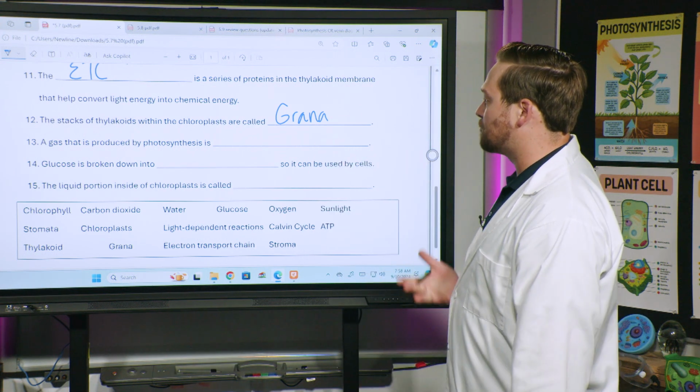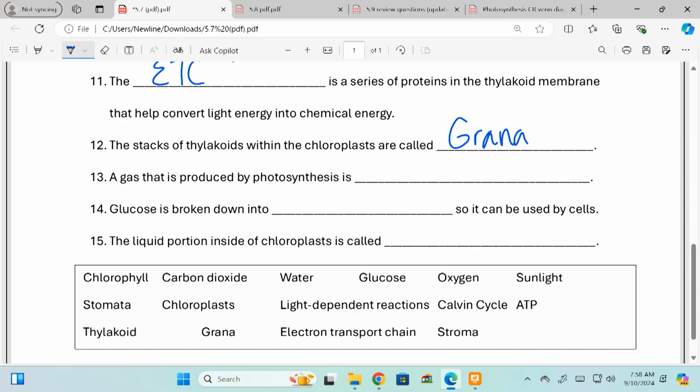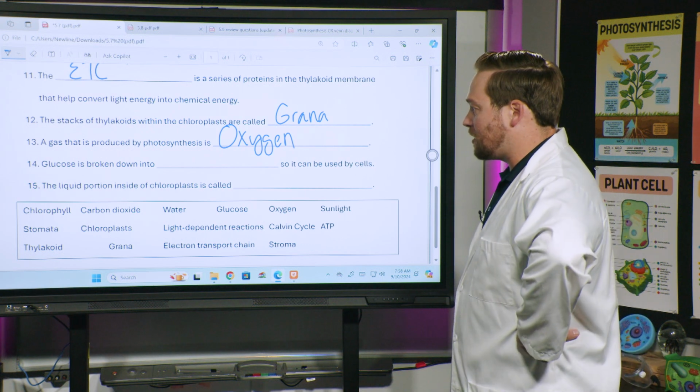A gas that is produced by photosynthesis is what? This is oxygen. This is where the oxygen that you're breathing currently came from, through photosynthesis. So let's do the next one, 14.